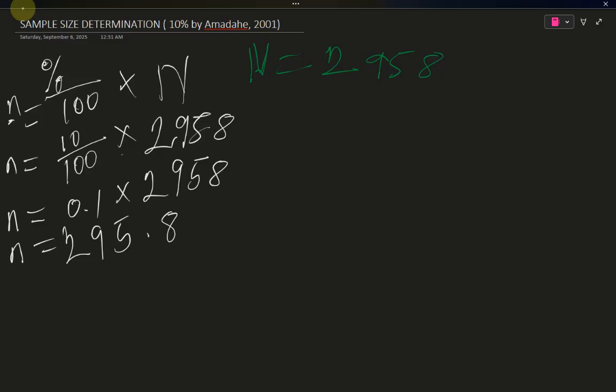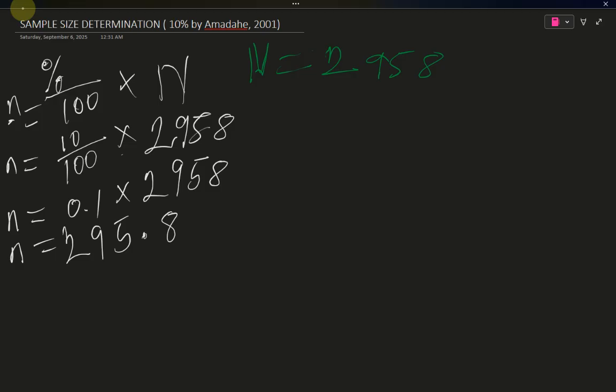I don't know, Miss Lydia, do you understand? Yes, sir. So if we are rounding it up, we could make it 296. You see, there's a decimal here. The decimal is simply telling you that this number is not a whole number. But this has to be a whole number because you can't have a 0.8 human being or 0.8 element. So you have to round it.